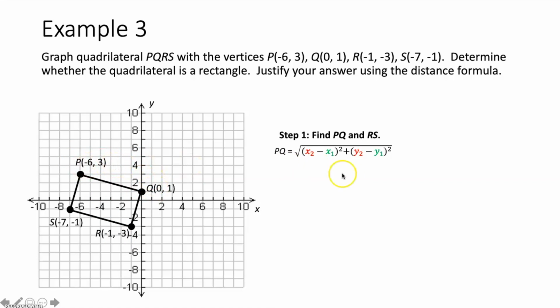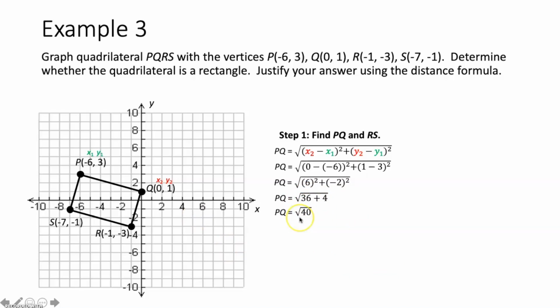The measure of segment PQ, we use the distance formula, so we pick one of these points to be x sub 1, y sub 1, and the other one to be x sub 2, y sub 2. We plug in the coordinates to their corresponding spot in the distance formula, and we simplify. 0 minus negative 6 is the same thing as 0 plus positive 6, so that's 6, and then 1 minus 3 is negative 2. We then square these. 6 squared is 36, negative 2 squared is 4. Add those together, 36 plus 4 gives you 40.